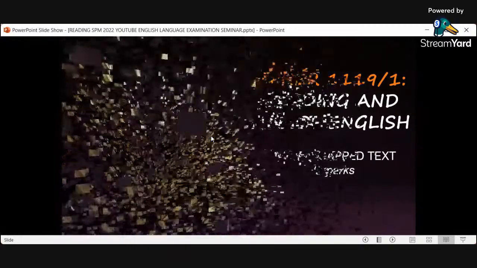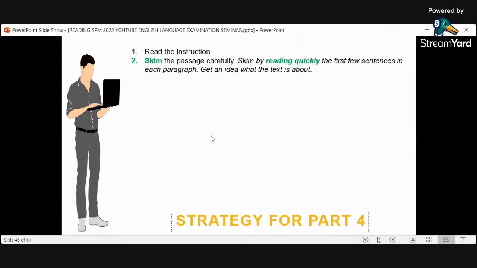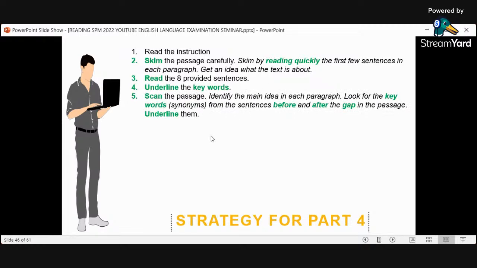All right. So let's look at the strategy. This one I couldn't do in a graphic form. So you read the instruction, because gap text is one of the hardest that most students, regardless of age, find challenging to do. So you skim the passage carefully. Skimming, again, just read the first and last sentence, or only the first sentence, to get an idea what the text is about. And then you read the 8 provided sentences, always underline keywords, and then you scan the passage.